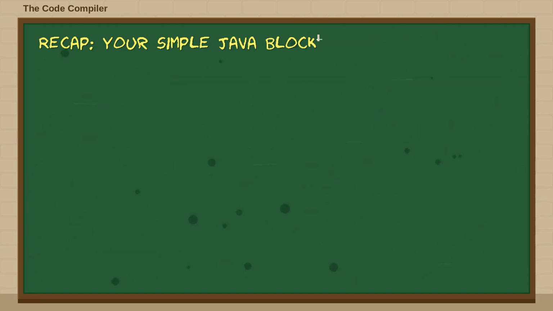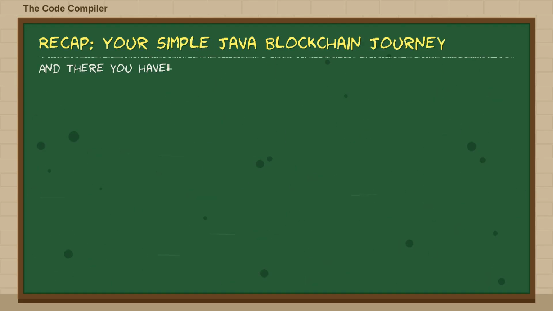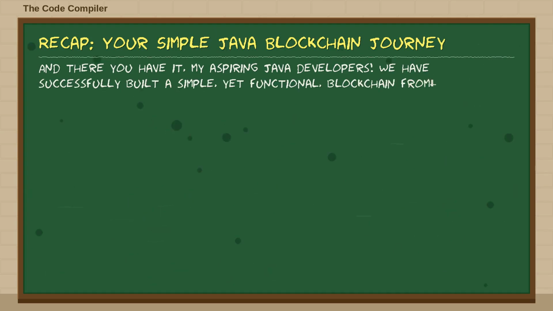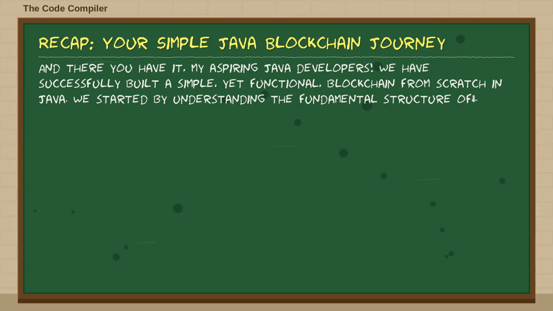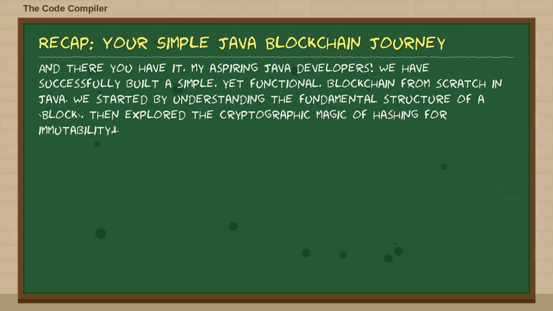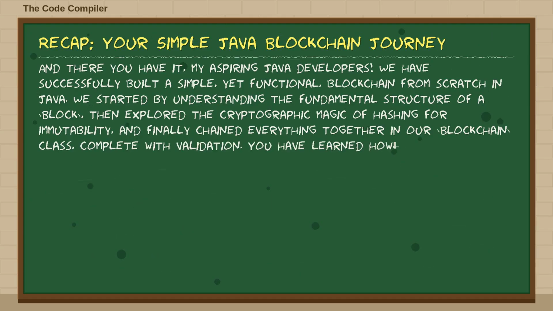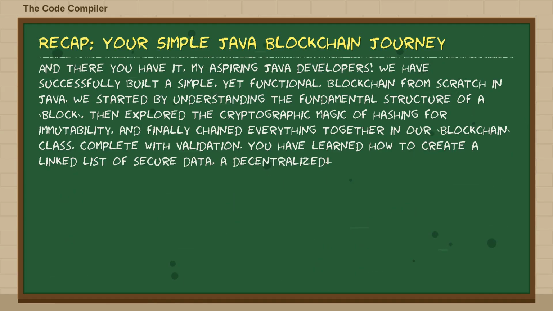And there you have it, my aspiring Java developers. We have successfully built a simple, yet functional, blockchain from scratch in Java. We started by understanding the fundamental structure of a block, then explored the cryptographic magic of hashing for immutability, and finally chained everything together in our blockchain class, complete with validation. You have learned how to create a linked list of secure data, a decentralized ledger in its simplest form.